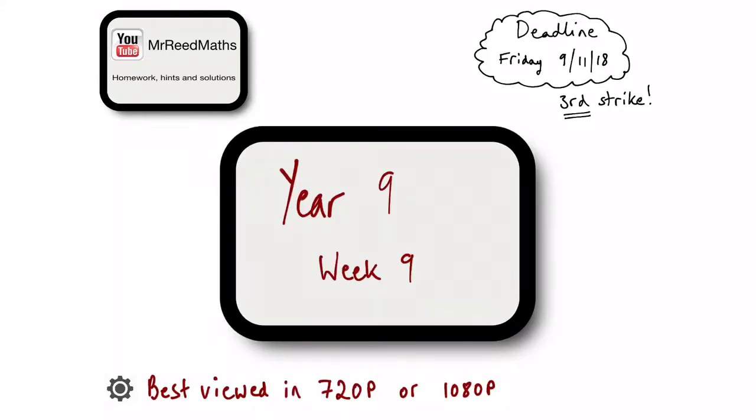Okay, so this is Year 9 Maths homework for Mr. Reed's class. It's for week 9, and you'll notice that there's a deadline of the Friday of this week. That's the third strike. I do check homework throughout the week and give you chances to hand it in, first strike, second strike, and so on.